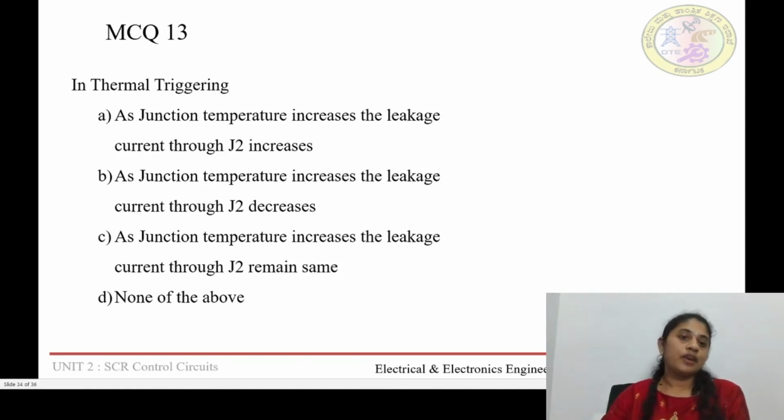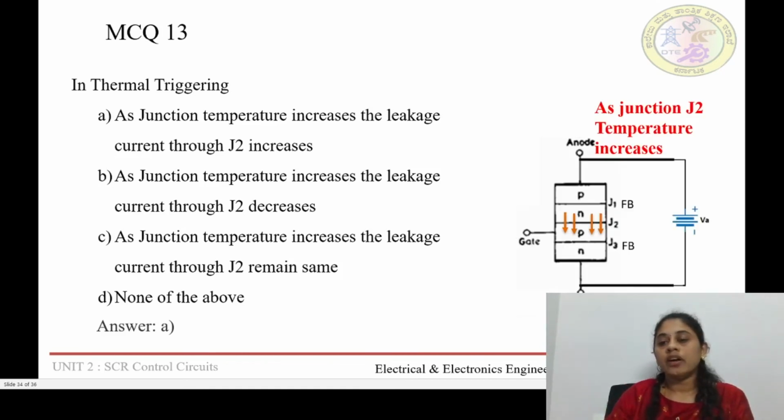I think you have already guessed the answer. It is option A, as junction temperature increases, the leakage current through the junction increases. Why this? This is because as junction temperature increases, there will be an increase in the charge carriers and hence there will be an increase in the leakage current.